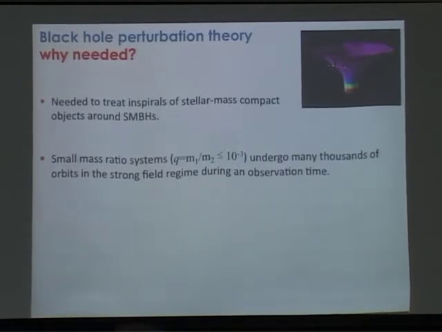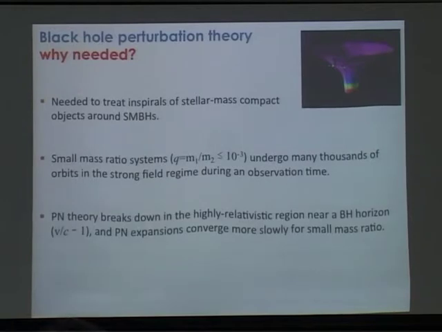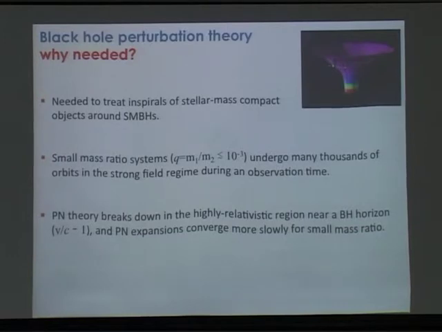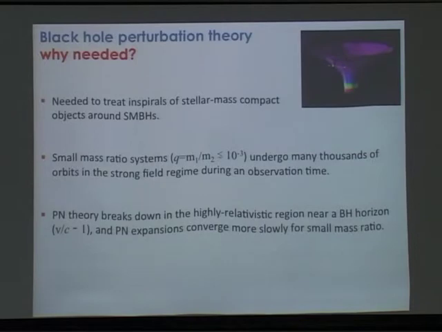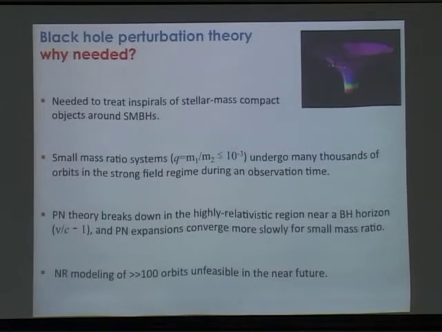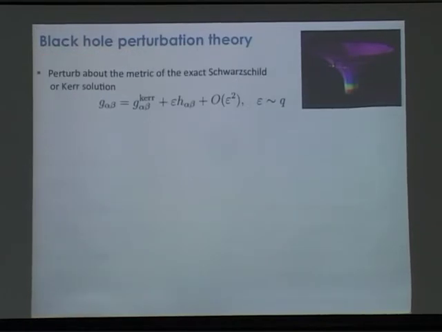On top of that, this little black hole is in the very strong field regime, very close to the horizon of the big black hole. So I can't really apply this post-Newtonian approximation because now v over c is no longer small, and on top of that, these post-Newtonian series have the property that they converge more slowly in the small mass ratio limit. So in two ways, the post-Newtonian approximation doesn't work very well. And I can't use numerical relativity because I need to simulate hundreds or millions of orbits, and I just can't do that. So what do I do?